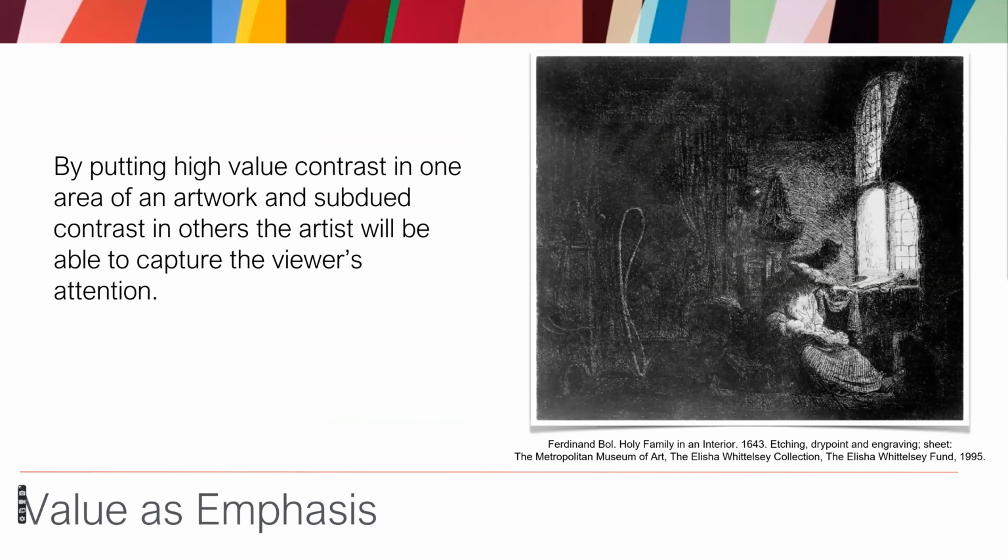By putting high value contrast in one area of an artwork and subdued contrast in other areas, the artist can capture a viewer's attention. This is illustrated in the example on the slide. We have no choice but to look immediately at the subject by the window. We put more details in the composition through the application of value in areas of interest while making others harder to experience by using lower value contrast. We force the viewer to experience what we have predetermined to be the more important elements of the design. We are essentially creating a prescribed visual hierarchy, and the best part is the viewer rarely even realizes we are forcing their hand.